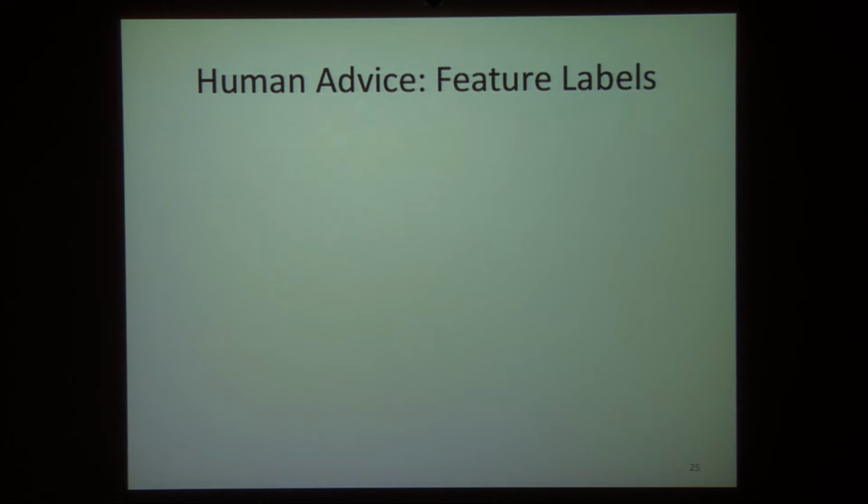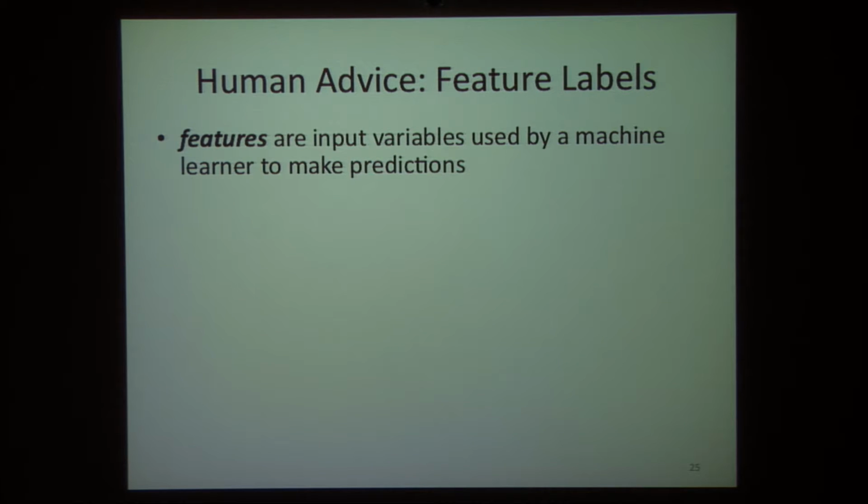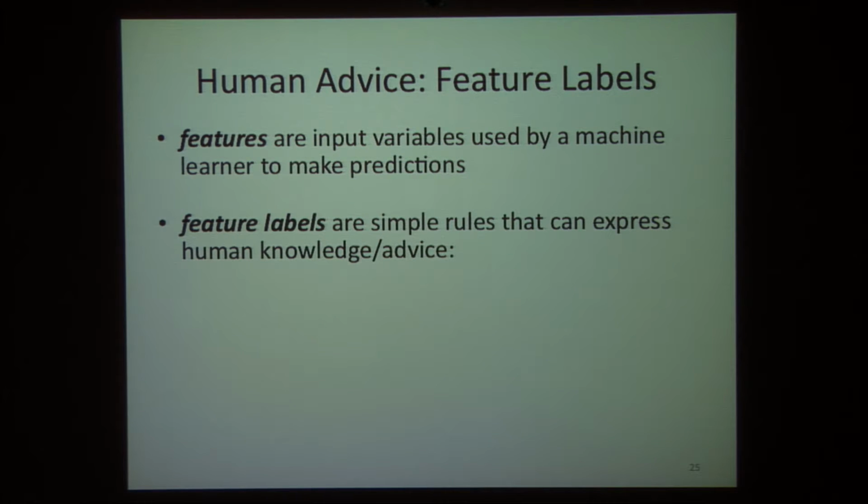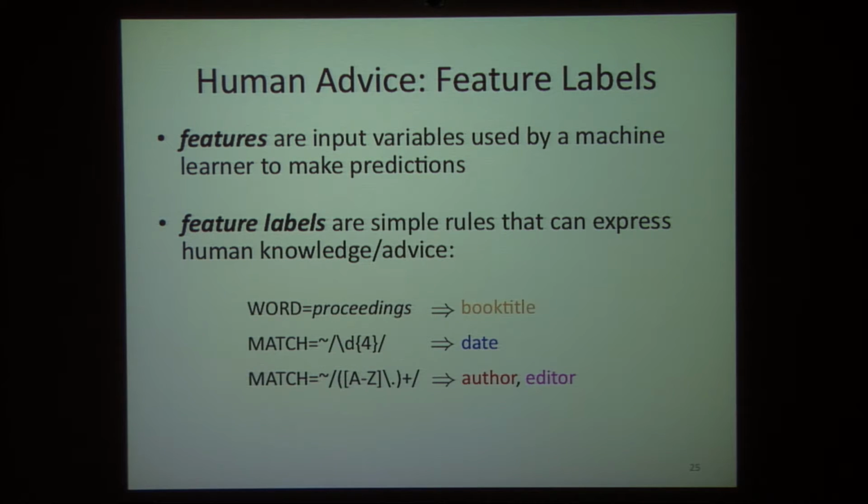So we first of all would like to imbue this learning algorithm with some kind of human advice, and the particular advice that we're going to focus on is feature labeling. So features are the input variables used by the machine learning system. And feature labels are simple probabilistic rules that can express human knowledge or advice. So for example, like the instances I gave earlier, the word proceedings implies the book title label, or a regular expression of 4 digits implies the date label, and maybe a repeating sequence of initials implies either the author or the editor field for BibTeX extraction.